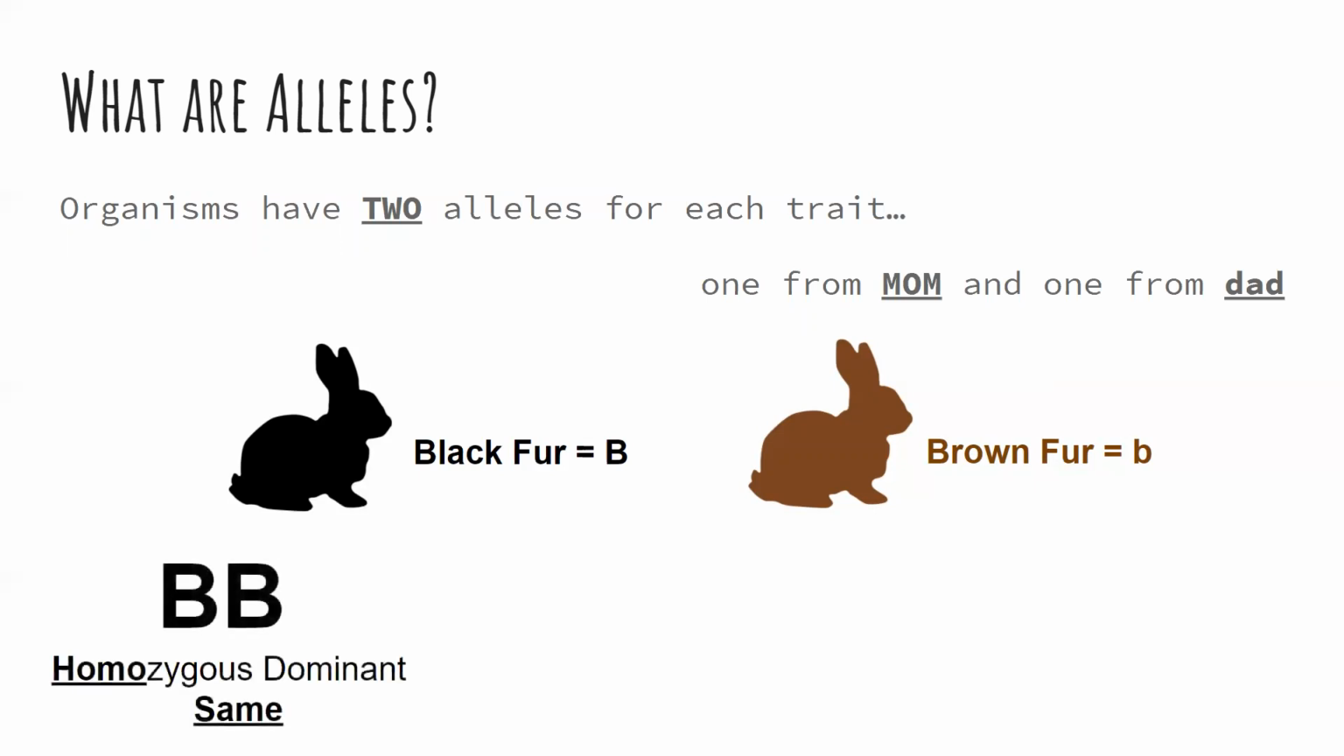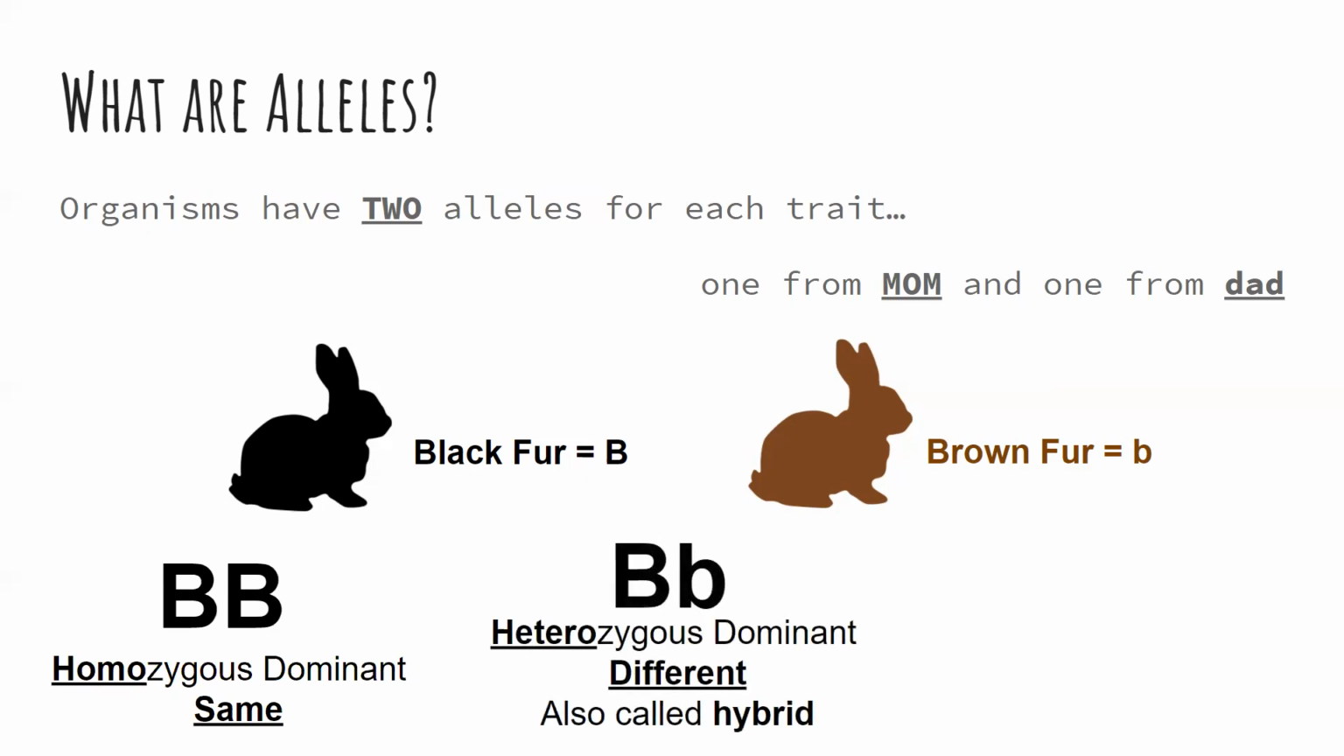So, if there was a bunny that had two capital B's, this will be considered a homozygous dominant genotype, because it got a capital B from its mom, a capital B from its dad. Homo means same. So homozygous dominant means two same capital letters. This bunny would be black.